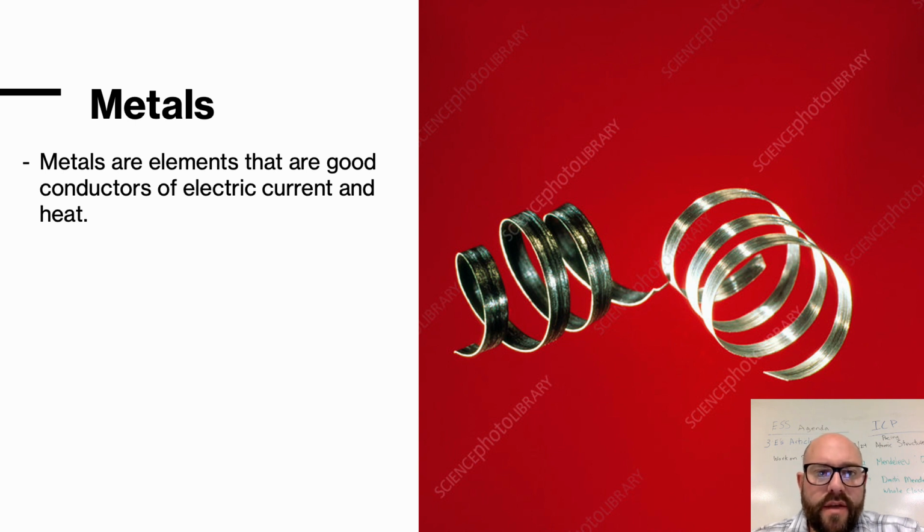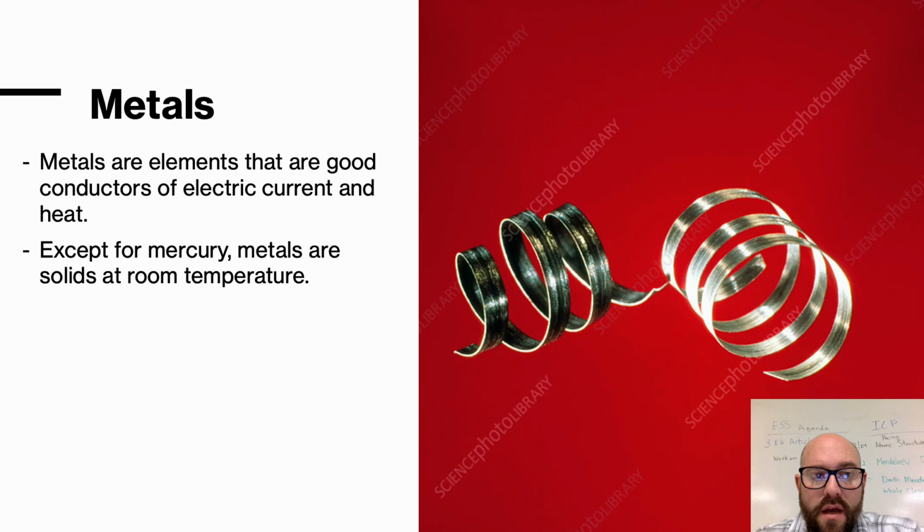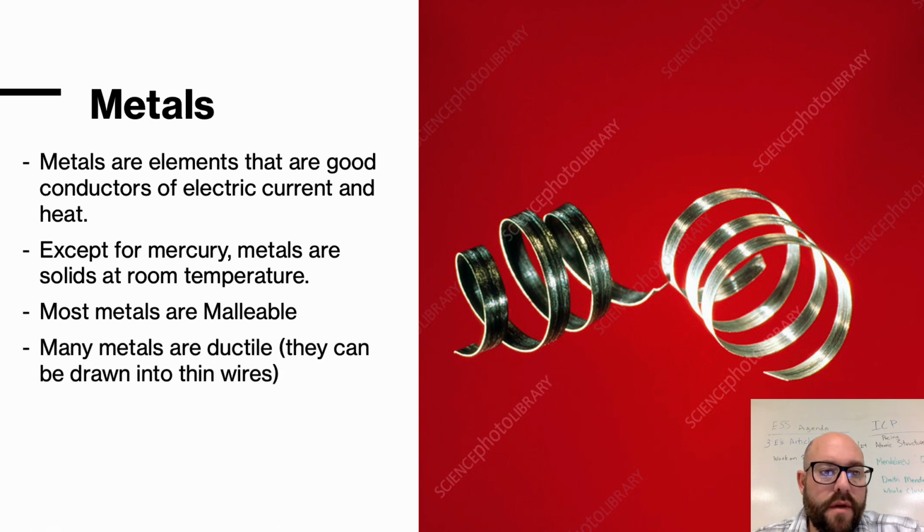Metals are elements that are good conductors of electric current and heat. Except for mercury, metals are solids at room temperature. Most metals are malleable, which means if you hit them with a hammer, they won't shatter. Many metals are ductile. They can be drawn into thin wires.